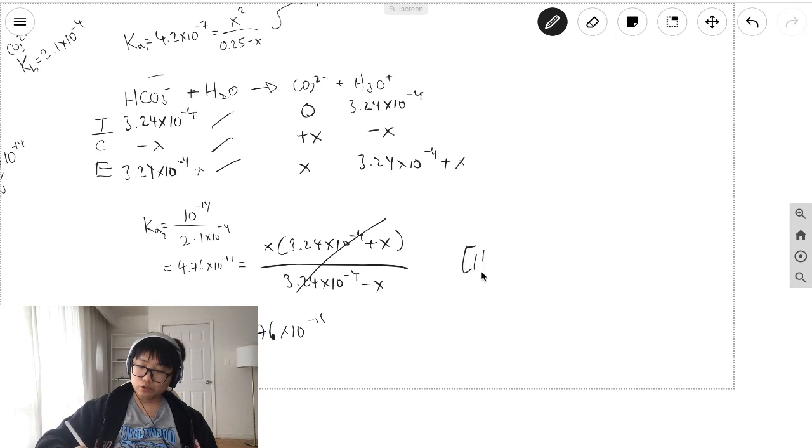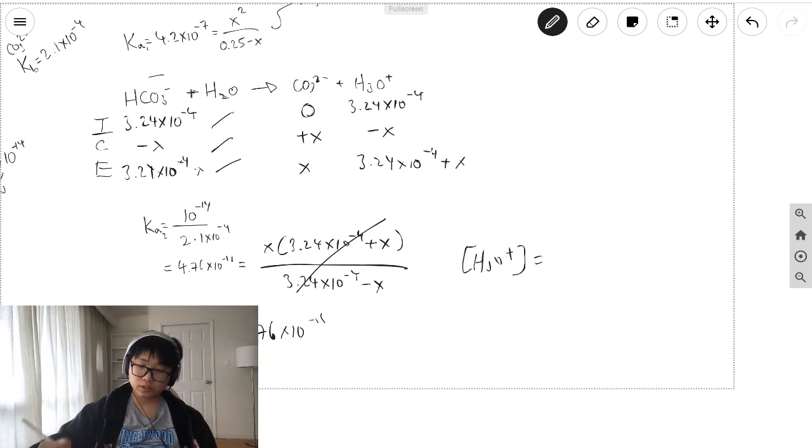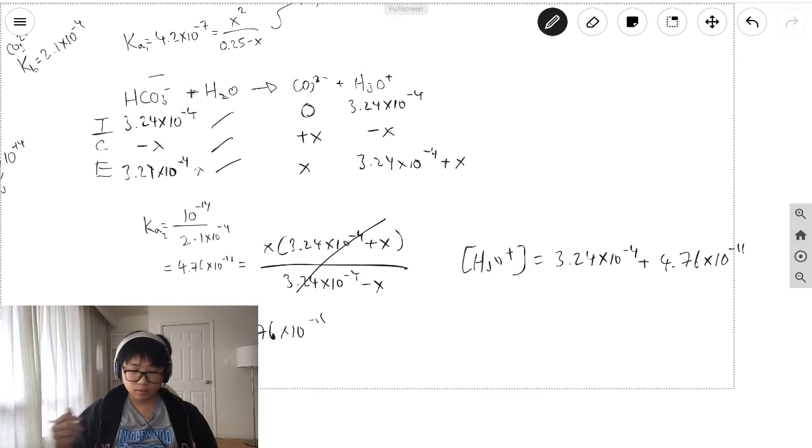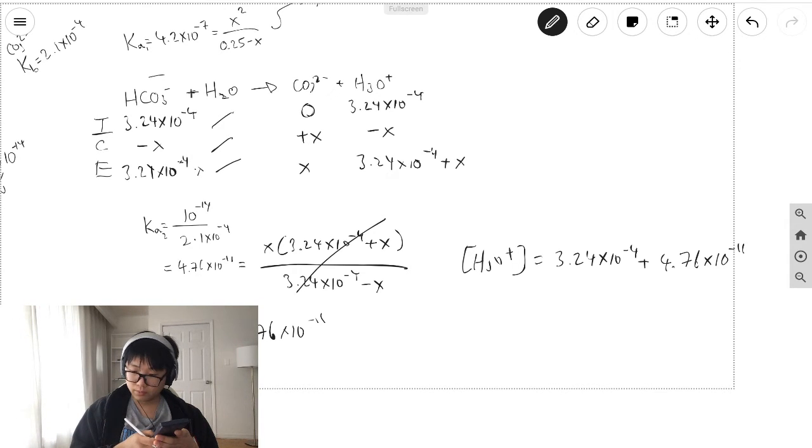What do I want? I want the H3O plus concentration. That's why I said it's not really necessary for this one specifically, because the Ka2 is so small. Look, if I add 3.24 times 10 to the negative 4 with 4.76 times 10 to the negative 11, it probably doesn't even make it onto the significant digits. But I'm going to make that addition anyways. That's going to add up to still 3.24, then 0.000476. So the 476 gets added on way later. Do you know what I'm saying?